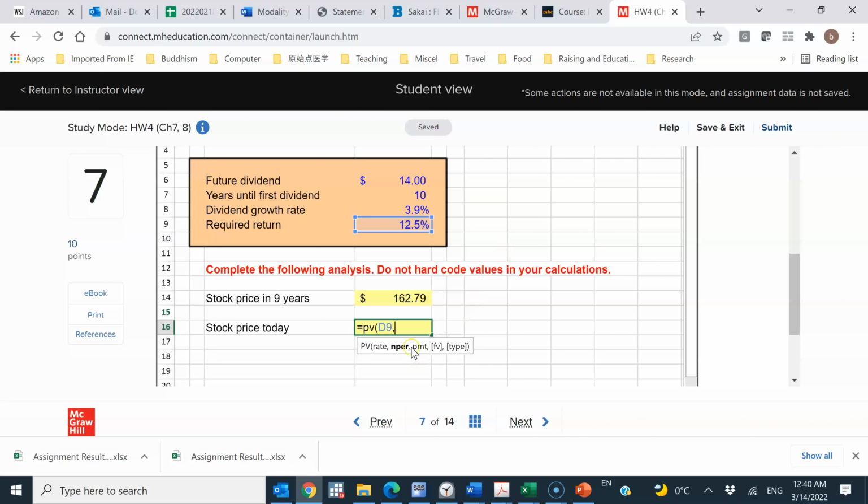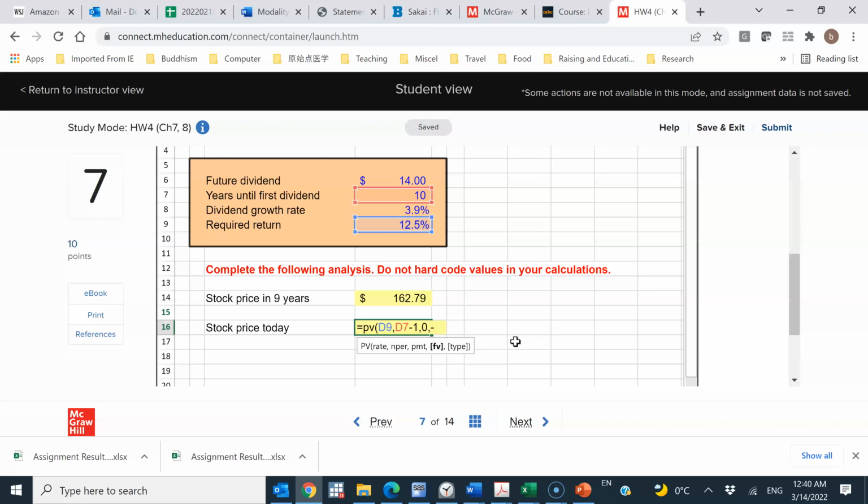NPER refers to the number of time periods for the discounting. So in this case, it's going to be 9 years. So that will be this number minus 1. And again, I don't think you can manually type 9 into this and get the correct answer. For payment, we can input a negative sign in front of payment because we want to get a positive number for the present value. But in this case, we actually don't have a payment because this is not an annuity.